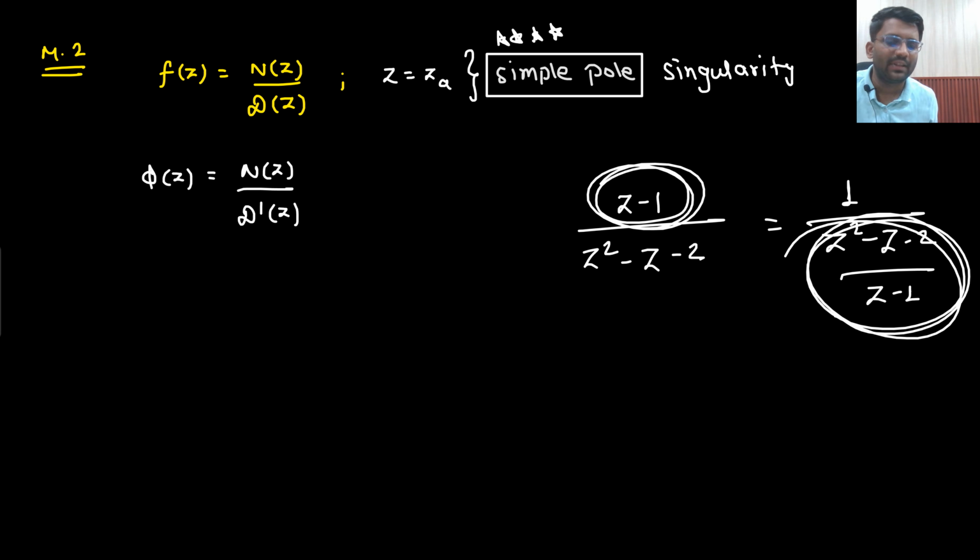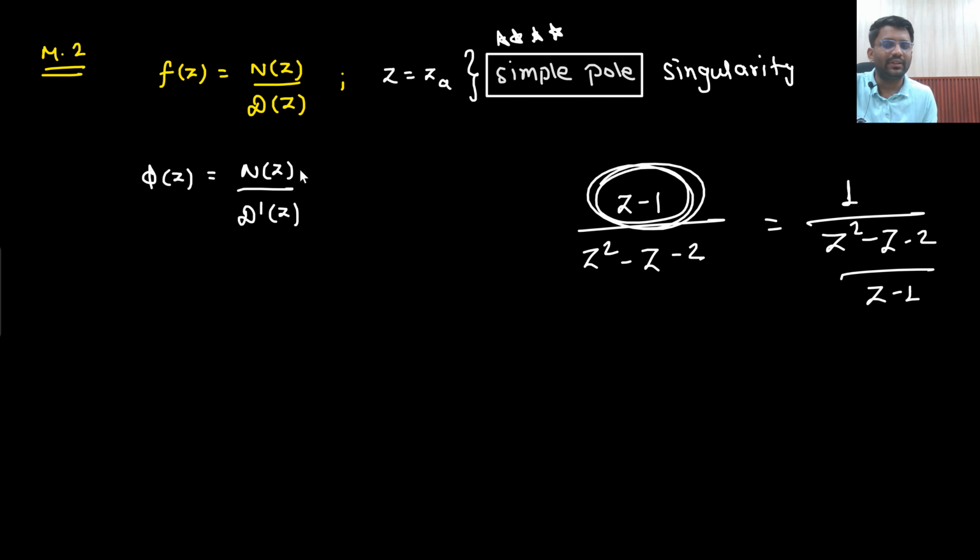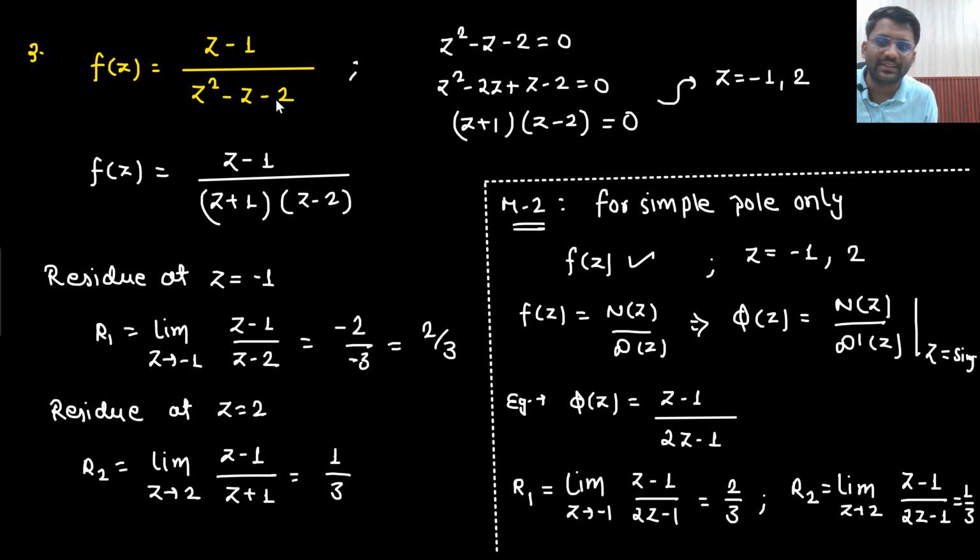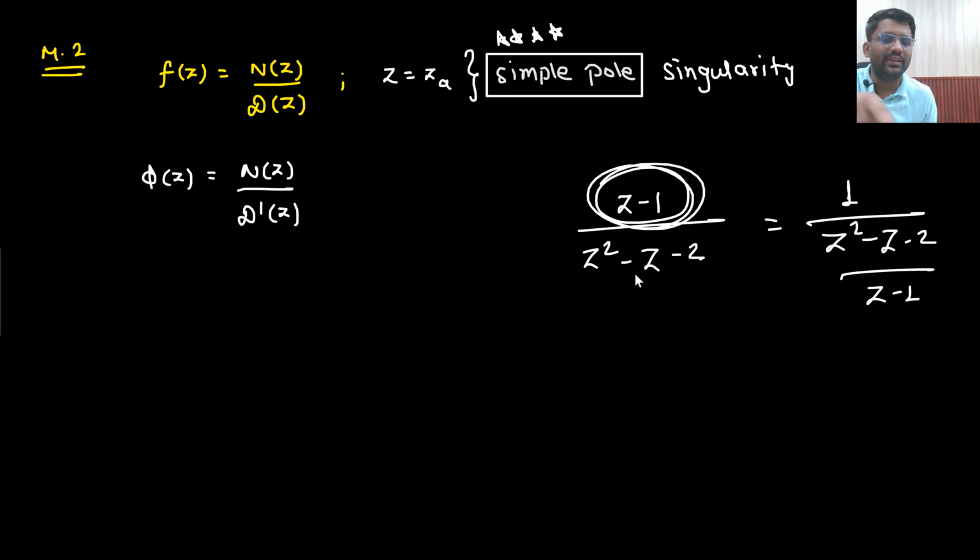Just make sure one thing, that your singularity will always be in the denominator, which is pretty obvious as well. Why is it obvious? Because if the singularity is in the denominator, then only it is the singularity. Basically why is z equals to 1 a singularity, why is z equals to minus 1 a singularity, why is z equals to 2 a singularity? Because they are in the denominator. That's why they are the singularity. So singularity will surely be in the denominator only.